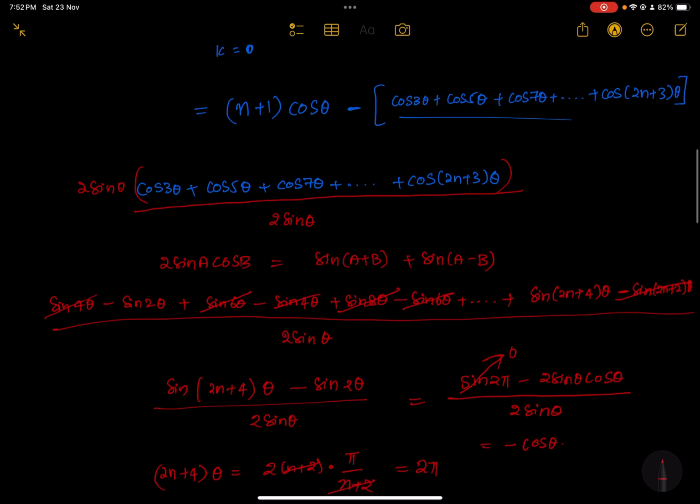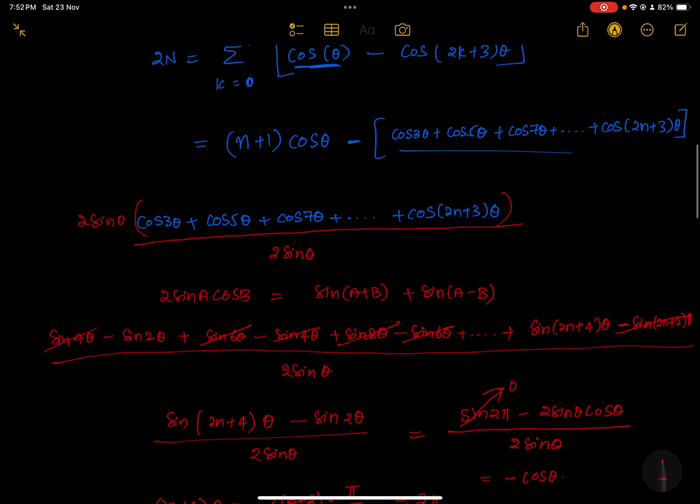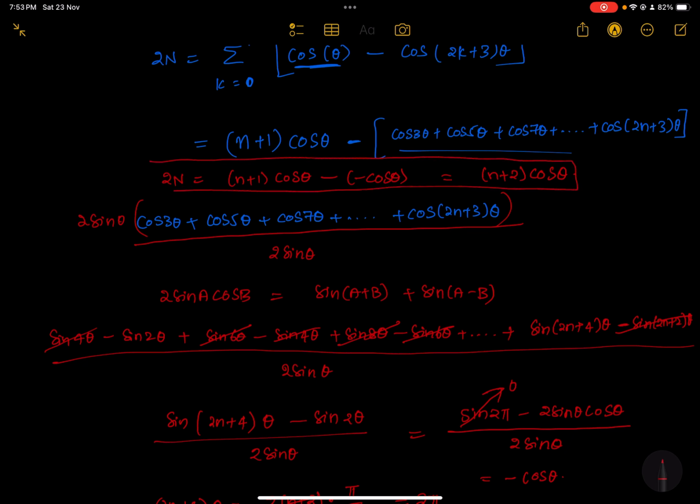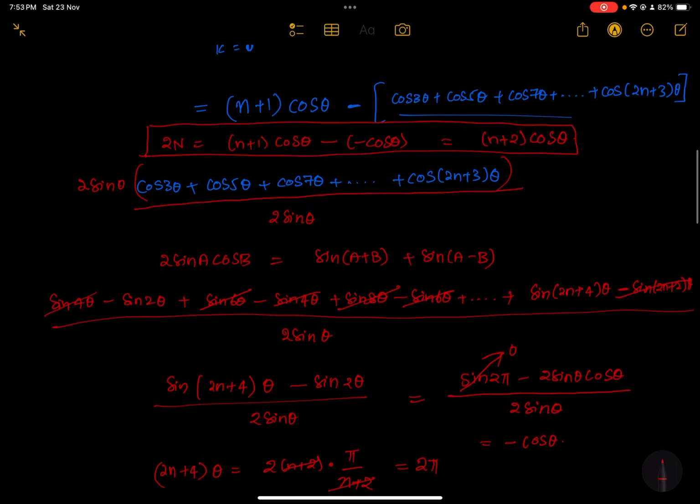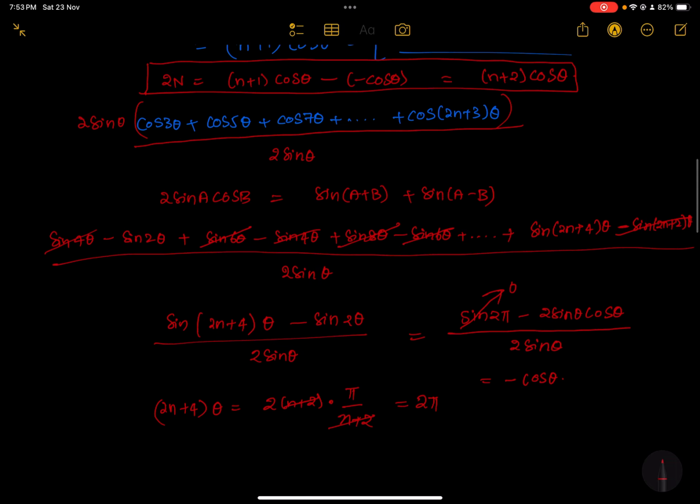Alright. So now let us go back here. 2n is equal to n plus 1 cos theta minus, this is minus cos theta. So this is n plus 2 cos theta. So this is 2n. So we computed 2n. See, it came out to be a very simple term.